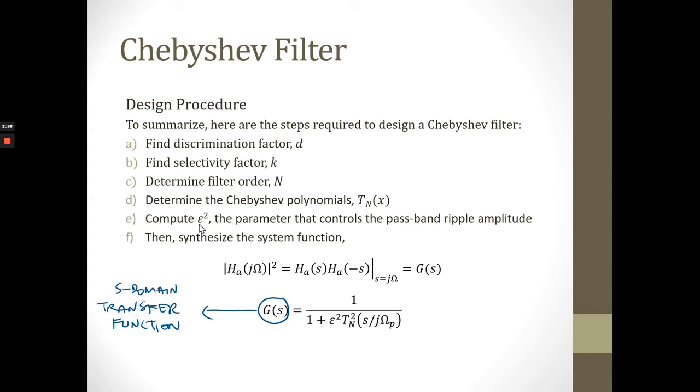And then we compute epsilon squared, the parameter that controls the passband ripple amplitude, and we have the synthesized system function based on the squared magnitude of the frequency response, which we determine in the S domain, where S is equal to jΩ. This is the transfer function in the S domain.